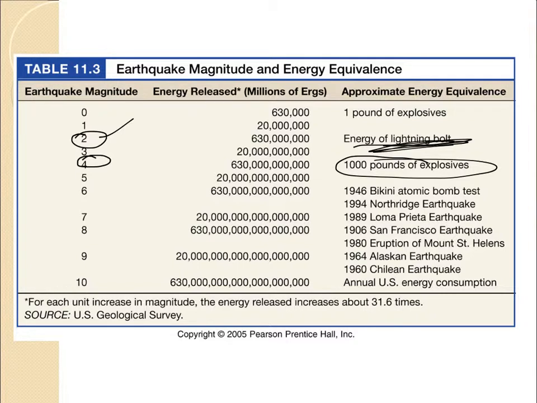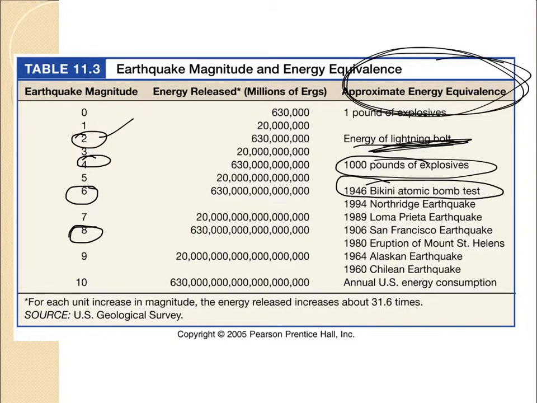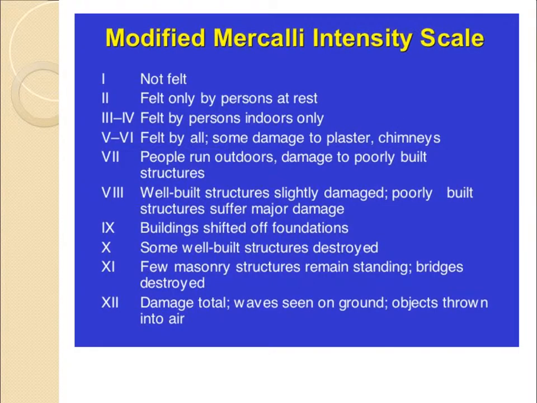If you were to look at the 1906 San Francisco earthquake, which I spoke about in a previous video, it was an 8 on the Richter scale. And so just to give you some idea, in 1946 they let off an atomic bomb called the Bikini atomic bomb, and that would have registered a magnitude of 6 on the Richter scale. So I'm just trying to give you some ideas about magnitude and how that equates in terms of energy in other scenarios. So here's the modified Mercalli scale.